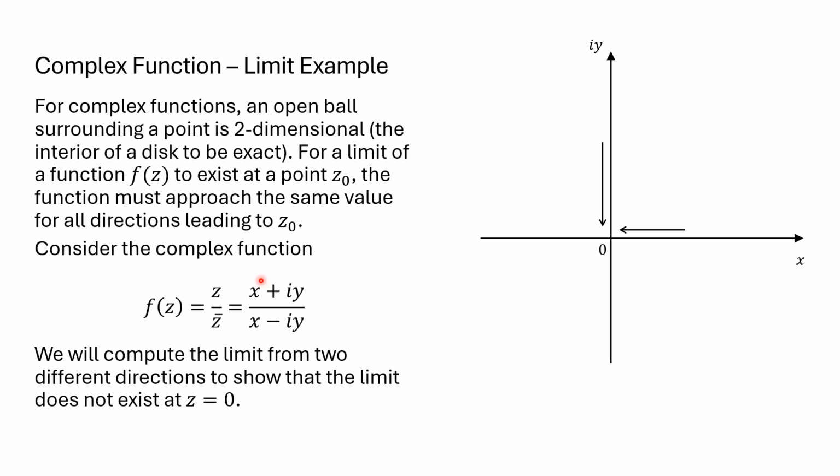So we're going to look at a particular example. f of z equals z divided by the conjugate of z. And in the next slide, we'll show if you approach 0 from the positive imaginary axis, you'll get one value. And if you approach from the positive real axis, you'll get another value. And since the two are different, we conclude the limit at 0 does not exist.